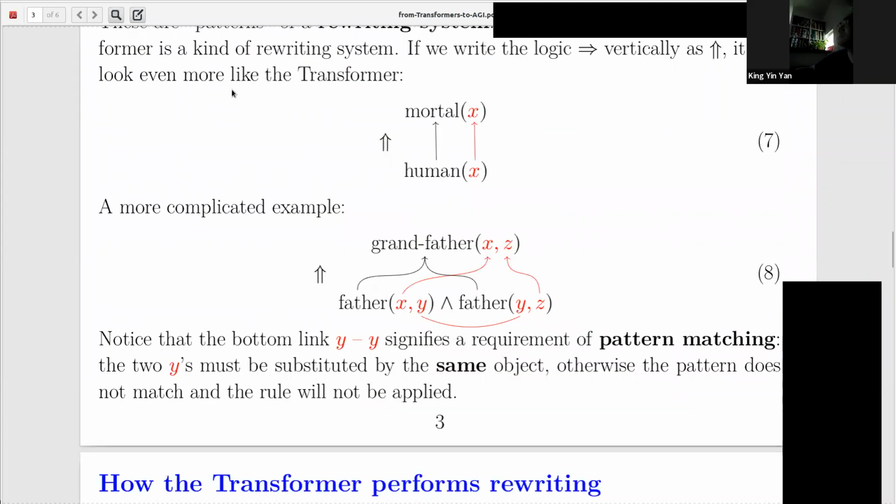For example, I have some logic examples here, but this is more general. For example, you have the grandfather, and you have father XY and father YZ, right? And then from this you can imply that the grandfather is X with a Z. And you need to match these variables in a specific way, from X to X, from Z to Z, and Y to Y. These arrows have to be matched.